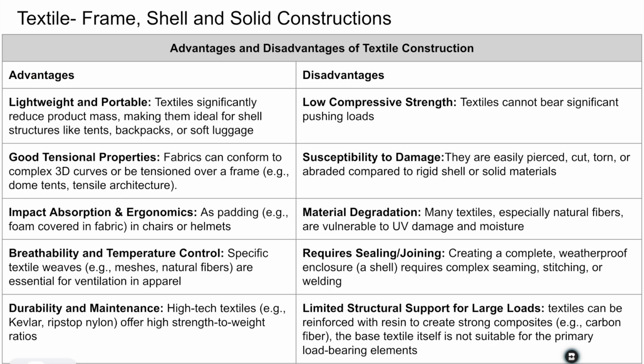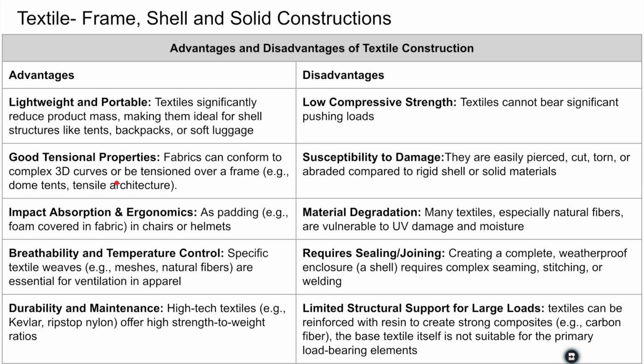Let's talk about some advantages and disadvantages of using textiles in your products. So first of all, textiles are often very lightweight and portable. Textiles significantly reduce the product's mass, making them ideal for shell structures like tents, backpacks, and soft luggage. So those are where you're going to find them in those shell structures.